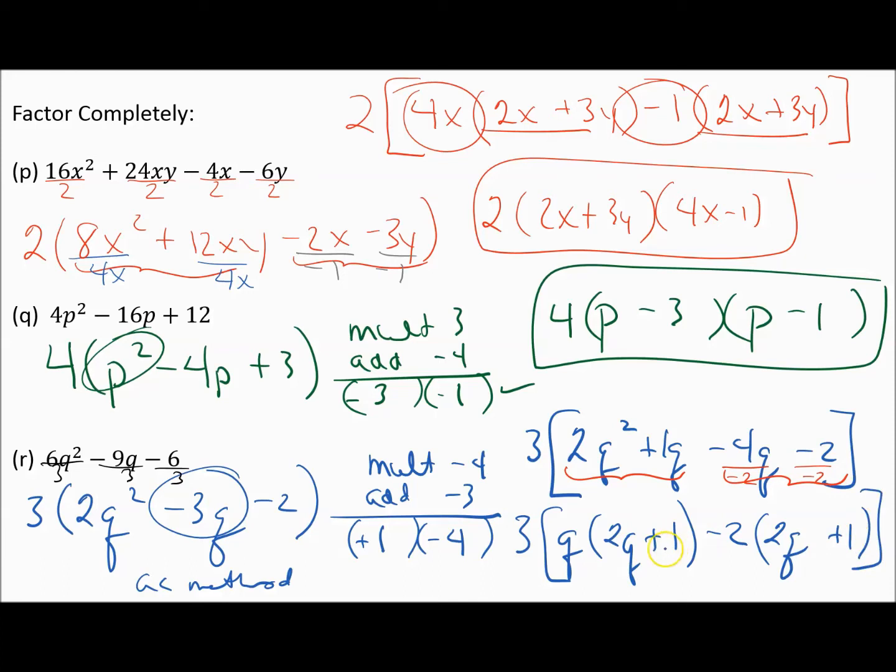Notice what we needed to happen did. These match. So the final answer is going to be hard to see. I'm going to do it in a different color here for you. I'm going to do it in red. The 3 is still in front. The factor that matches is 2q plus 1 times what's remaining out front, which is q minus 2. So 3 parentheses 2q plus 1 times q minus 2.